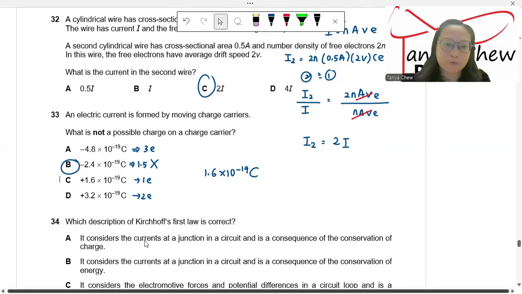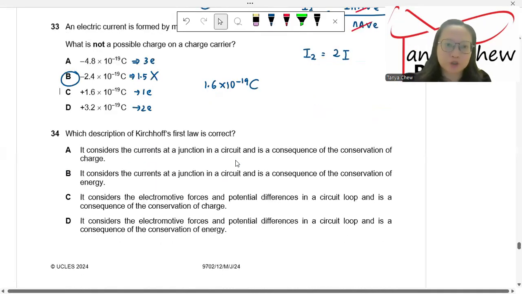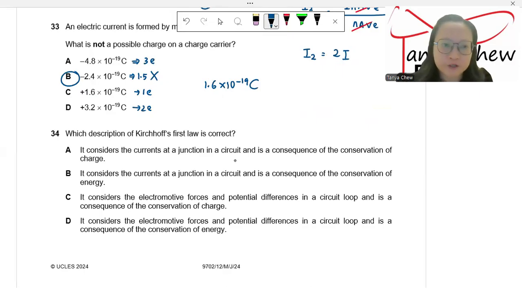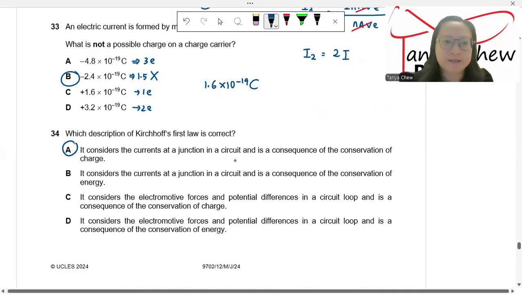Number 34, which is the description of Kirchhoff's first law? First law is about the junction rule. It is about the principle of conservation of charge, right? A is the answer.